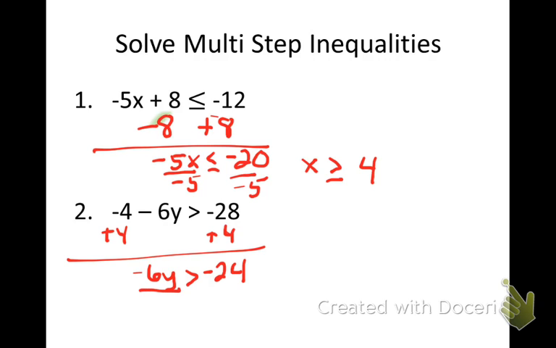The opposite of multiply by negative 6 would be divide by negative 6. Again, make sure you're showing your steps. We are dividing by a negative, so we're going to reverse our inequality symbol. 24 divided by 6 is 4. The signs are the same, so it is positive.